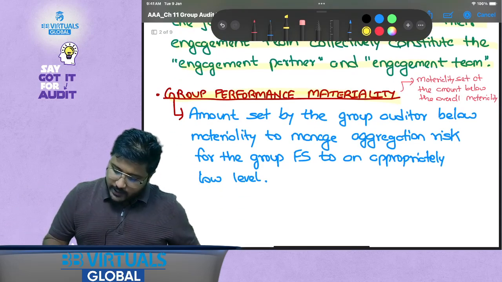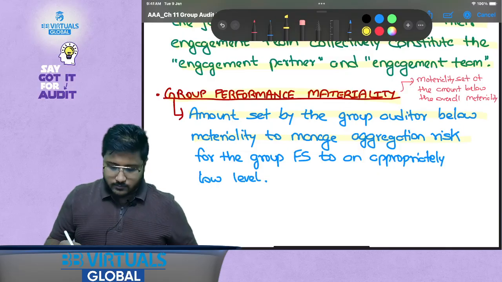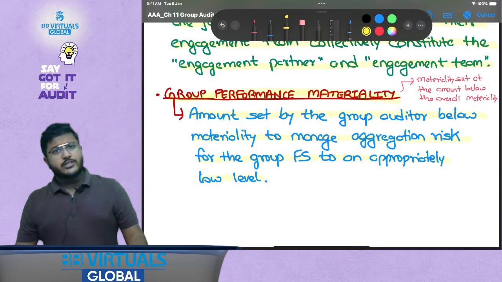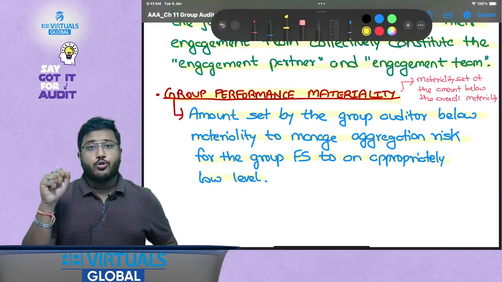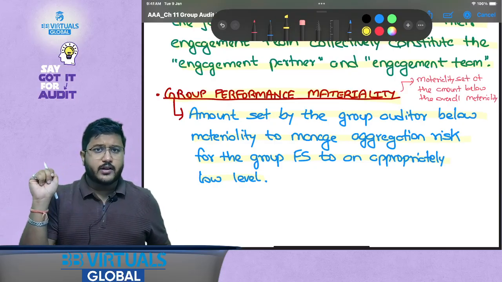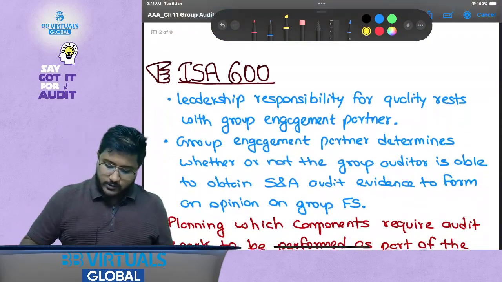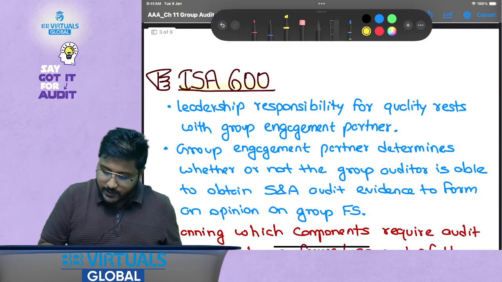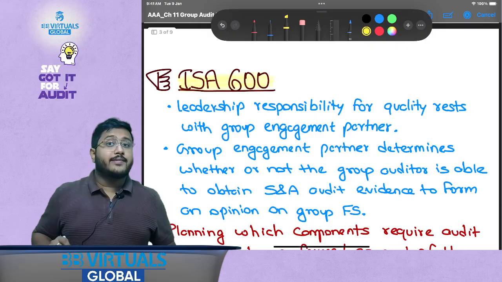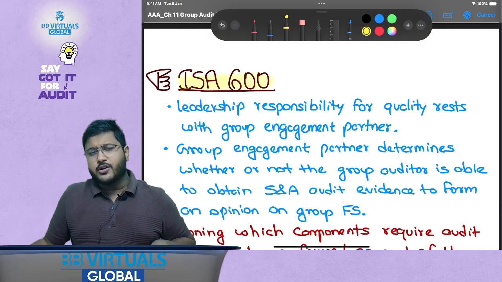So group materiality is the amount set by the auditor below the materiality to manage aggregation risk for the group financial statements to an appropriately low level. What is aggregation risk? The risk that the overall misstatements, including material as well as non-material, would move above the materiality set for the financial statements as a whole. This we have already discussed in the materiality chapter. Now let's talk about ISA 600 in technical terms. This was just terminologies; now let's discuss it in technical terms.